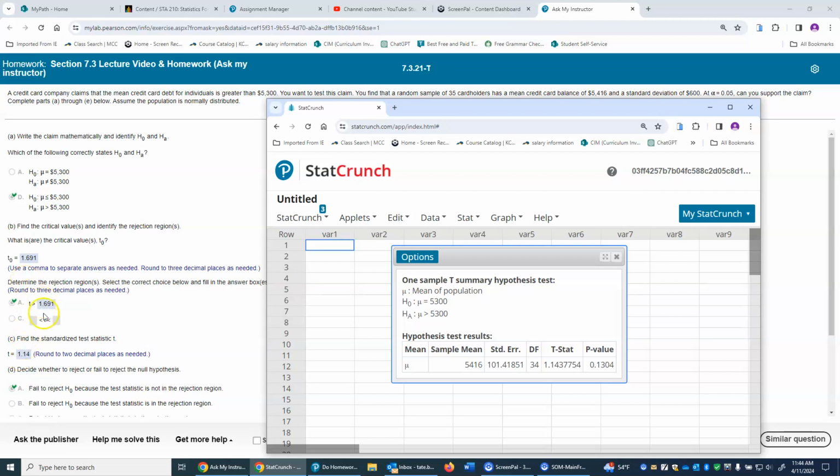Our test statistic is not to the right of the critical value, so we're not going to reject it. We're not in the rejection region. The rejection region is anything beyond that critical value. So this value is smaller than that, and so that would be the correct choice. Hope this helps.